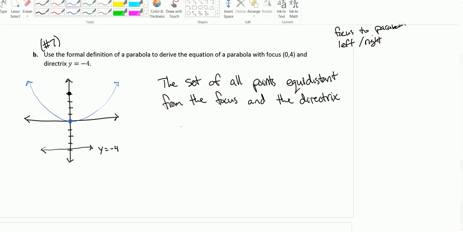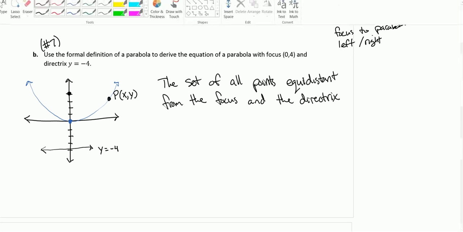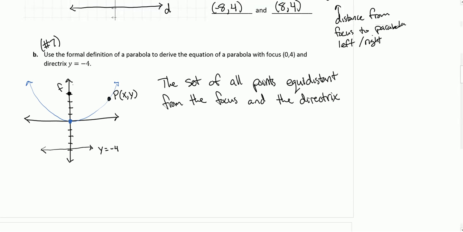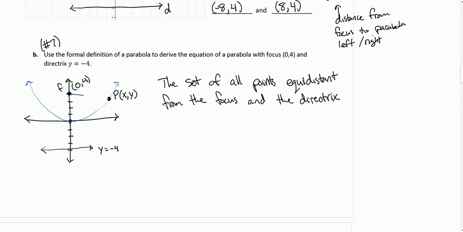So we'll pick a generic point on our parabola, point P, which is some generic x and y. And here's our focus, which is at 0, 4. And the distance right here, I'm going to use a different color. So here's a segment from F to our point here. And then I want to draw the distance from that point to our directrix, which is going to be a straight drop down.